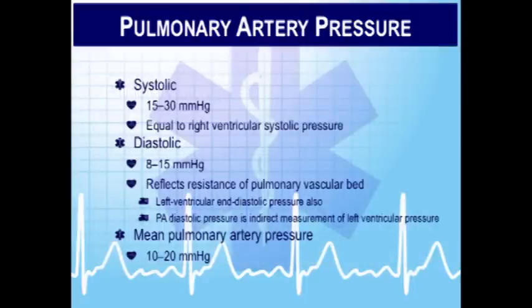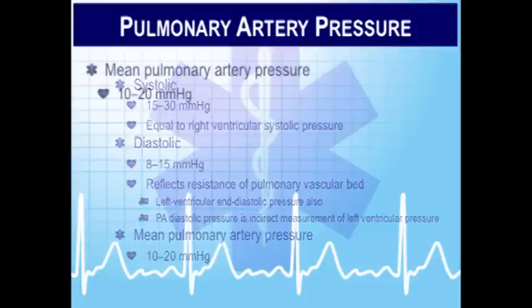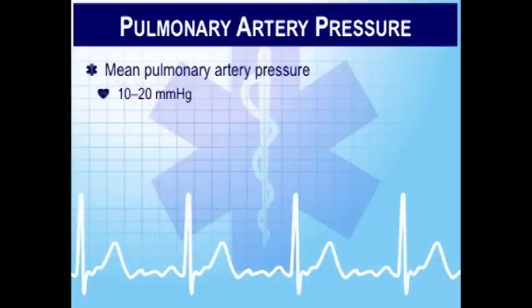Normal systolic PA pressure is 15 to 30 millimeters. Diastolic is about 8 to 15. The pulmonary artery diastolic, or PAD, is an indirect measurement of left ventricular filling pressure. Okay? And then we have pulmonary artery mean pressure. Normal is 10 to 20.